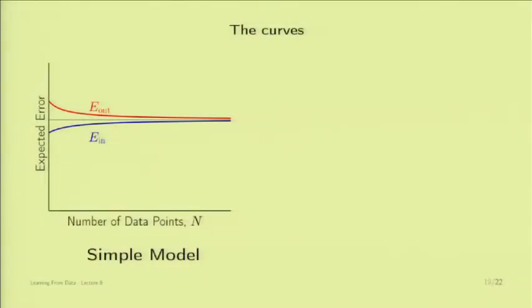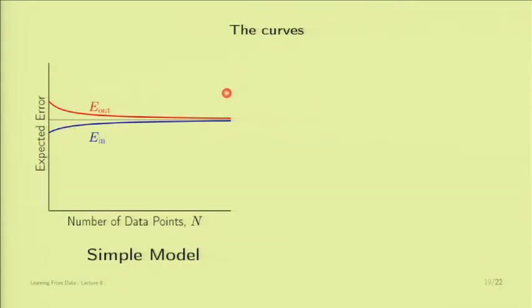Okay. So let's take a simple model first. And because it's a simple model, it does not approximate your target function well. The best out-of-sample error you can do is pretty high. When you learn, the in-sample will be very close to the out-of-sample. So let's look at first the behavior as you increase n.